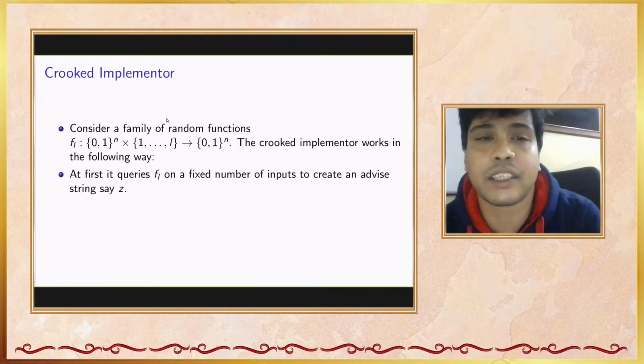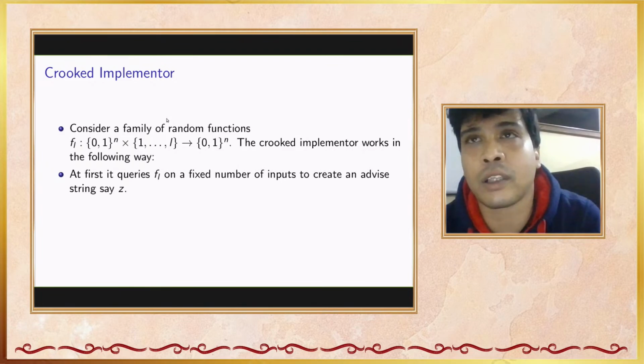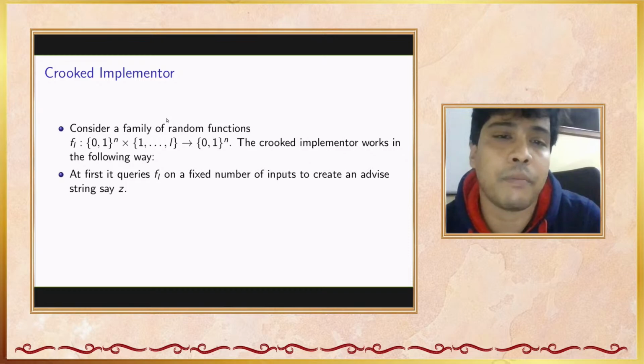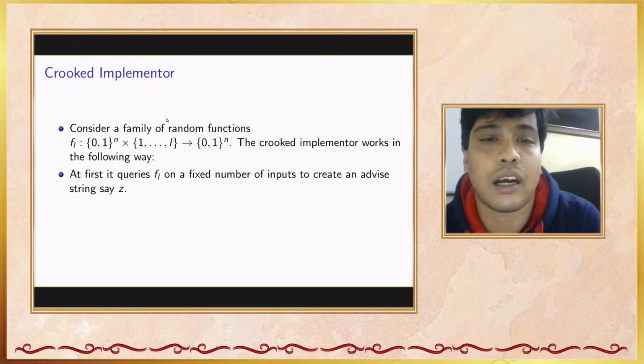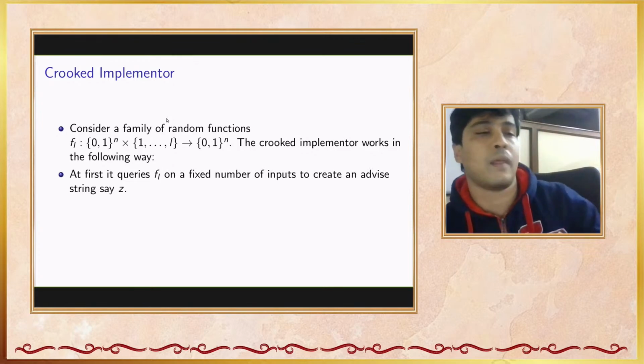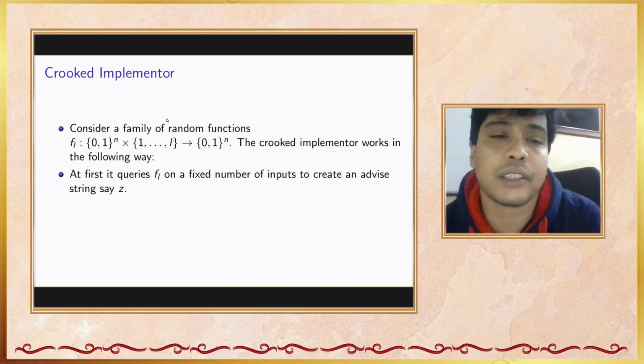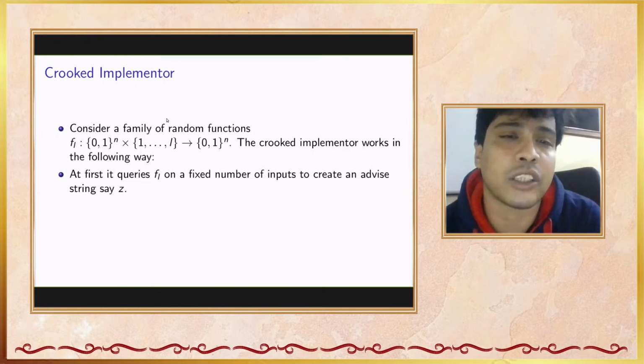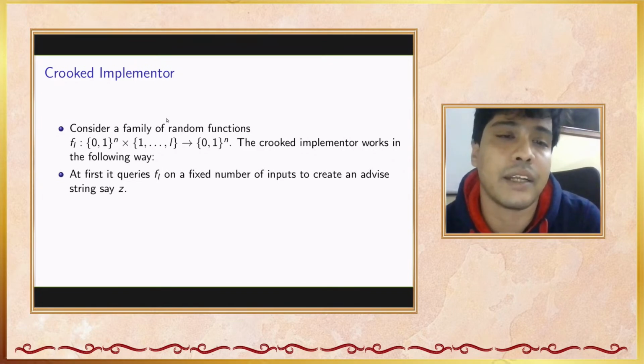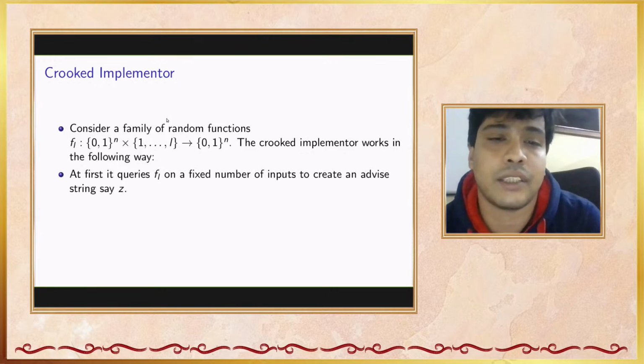Now we will first describe how the crooked implementer, or the adversary in the crooked setting, works. Basically, the adversary in this case first has an advice string to itself. Even before the online phase begins, it queries the family of random functions on some fixed number of points, gets their input-output pairs, and uses them as an advice string.